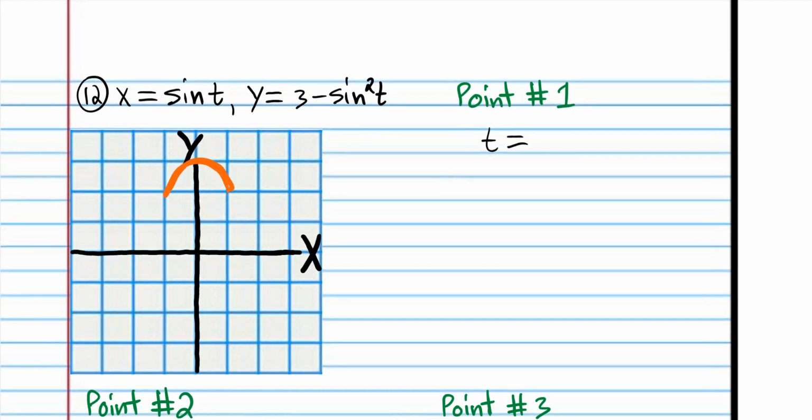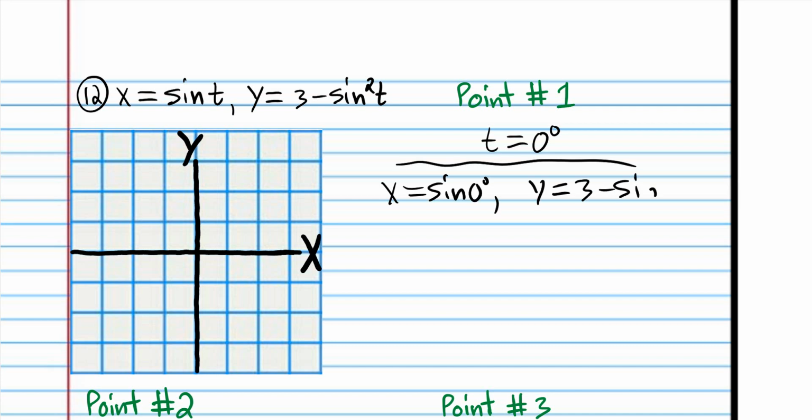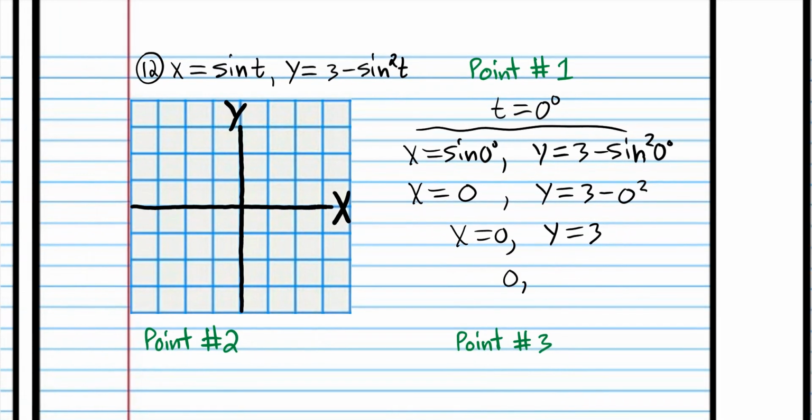So let's choose something that corresponds to degrees. We need degrees because we're using trigonometric functions. So let's choose 0 degrees. X is equal to sine 0 degrees. Y is equal to 3 minus sine squared 0 degrees. Sine 0 is just 0 if you recall. So we have x is equal to 0, y is equal to 3. So 0, 3 is our first point.